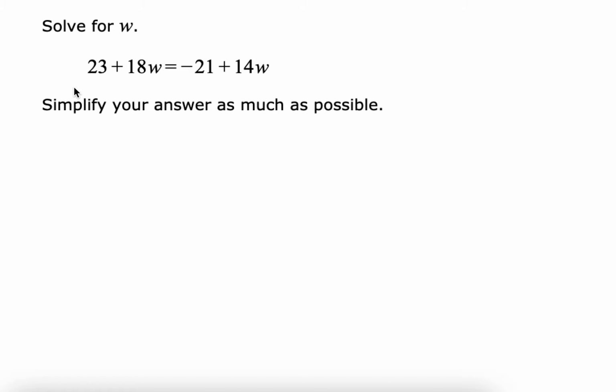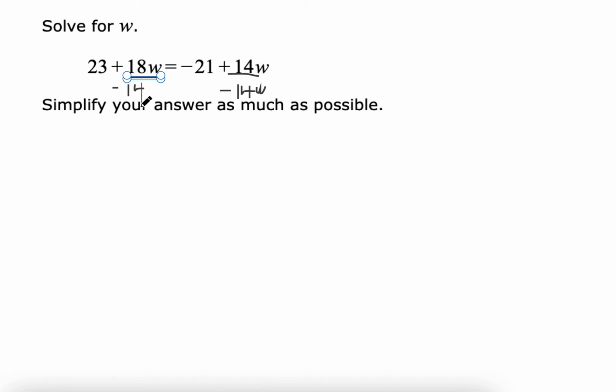is we have to undo all these numbers that are around it until it just says W equals something. And we can't do that if there's W on both sides of the equation because we want just one W. So what I'm going to do for my first step is I'm going to subtract 14W from both sides of the equation. That's a balanced step because I'm removing it from both sides of the statement of equality.